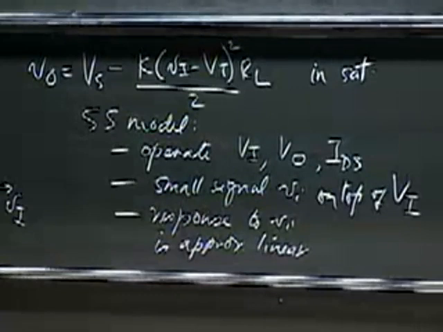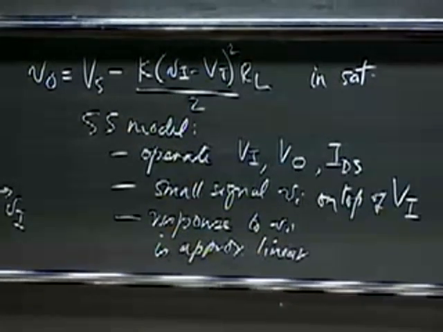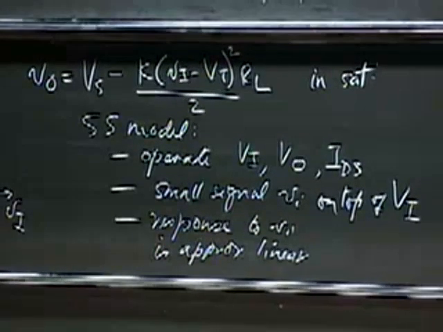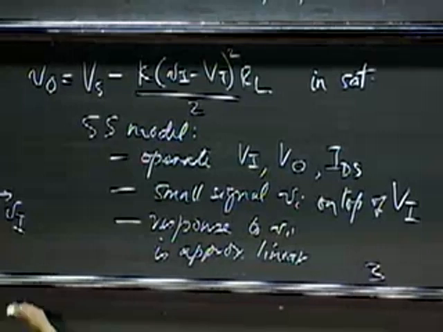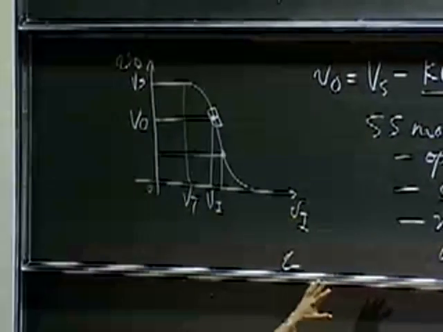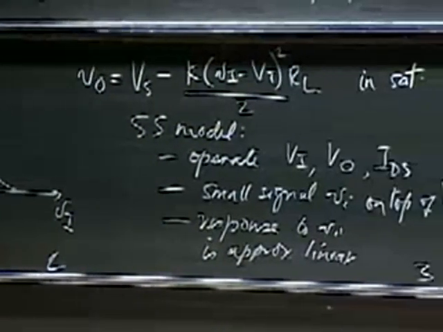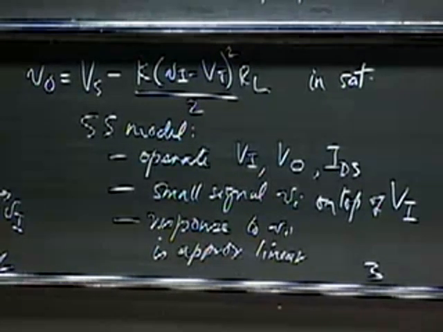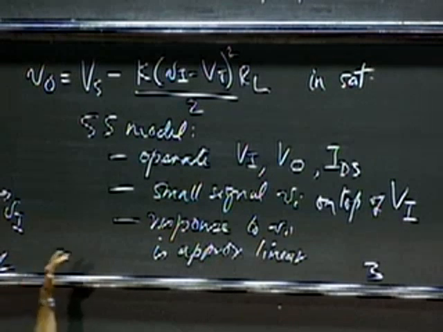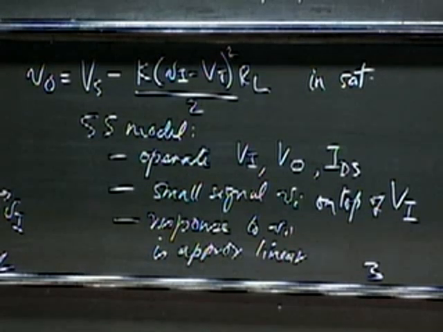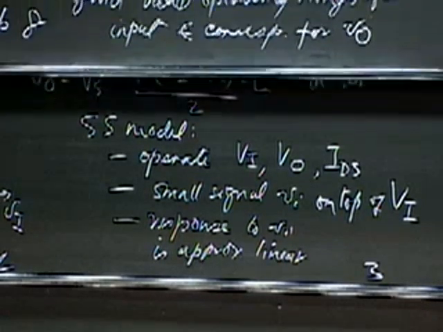Okay. So the key trick with this small signal model, this is page 3, is that I operate my amplifier at some operating point, V naught, VI. Superimpose a small signal vi on top of big VI. And then I claim that the response to vi is approximately linear. Okay? And let me just embellish that curve a little bit more.